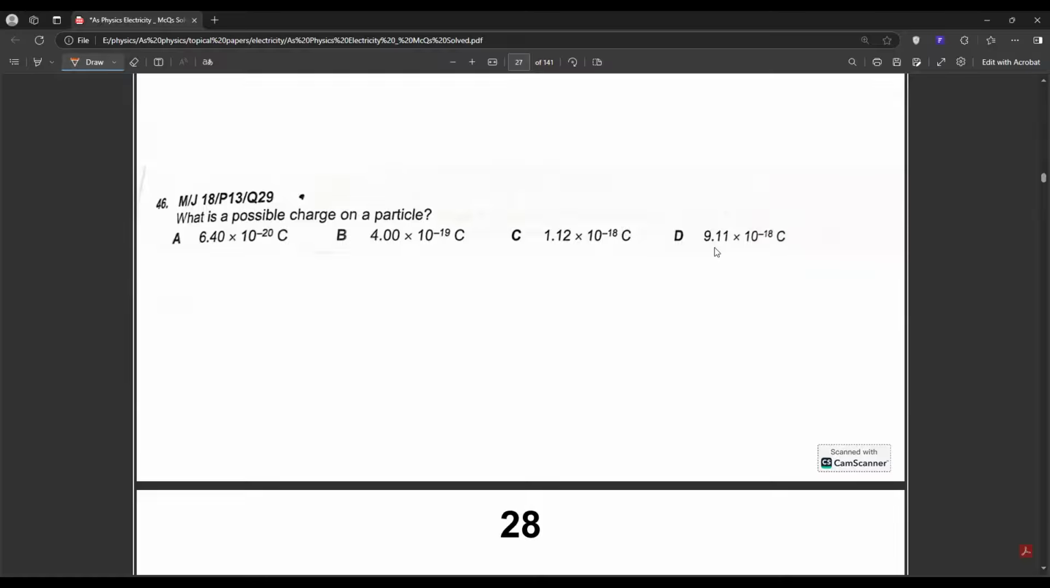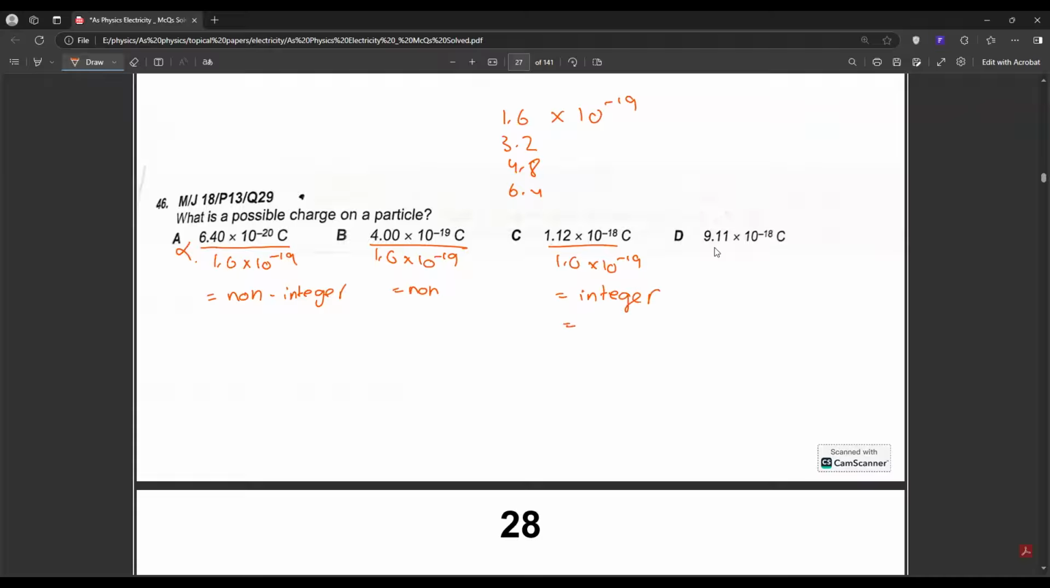What is a possible charge on a particle? Again, you have to see which one of them is a multiple of 1.6 into 10 raised to the power of minus 19: 1.6, 3.2, 4.8, 6.4. This cannot be your answer, because if you divide it by 1.6 into 10 raised to the power of minus 19, you get a non-integer value. Very easy method to do it. If you divide this as well, you get a non-integer value. If you divide this by 1.6 into 10 raised to the power of minus 19, you get an integer value, and that integer value is equal to 7. C is your answer. Let's further move ahead.